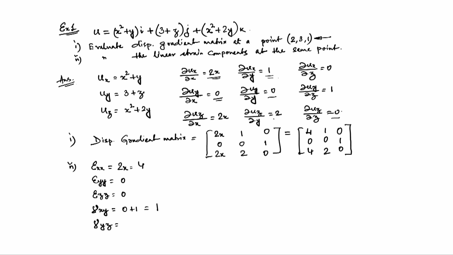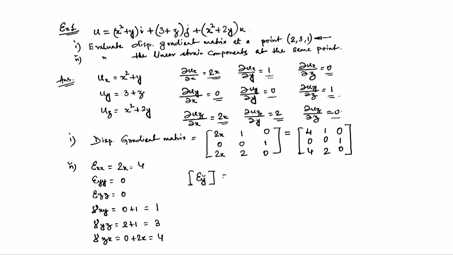Then gamma yz. So, we have this one, 2, plus this one, right. So, 2 plus 1, which is 3. And the last one, gamma zx, is u z with respect to x, which is here twice x, plus here 0, right. So, 0 plus twice x at the point 2, 3, 1 is 4. Okay.